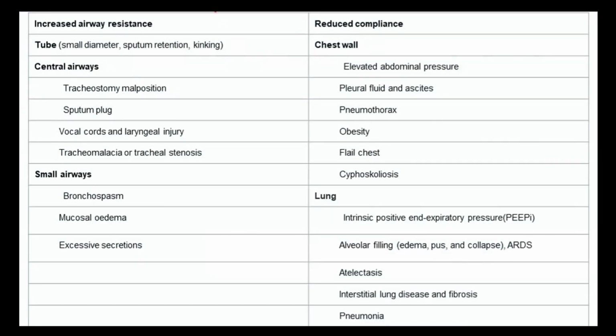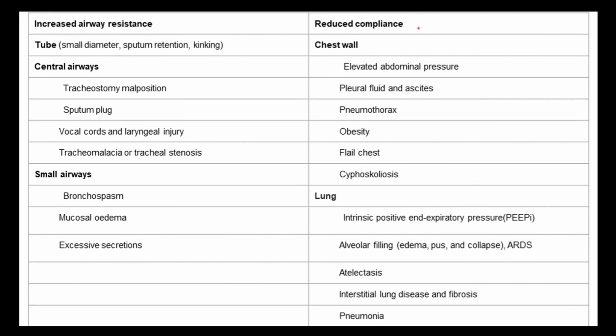This table shows causes for increased airway resistance, including tube diameter, sputum retention, or kinking of the ETT. Central airway causes of increased airway resistance also include a sputum plug, laryngeal injury, tracheal stenosis or tracheomalacia. And toward the smaller airways there will be bronchospasm, mucosal edema, and again excessive secretions that cannot clear out. All these things cause increased airway resistance and subsequently contribute to the increased work of breathing.